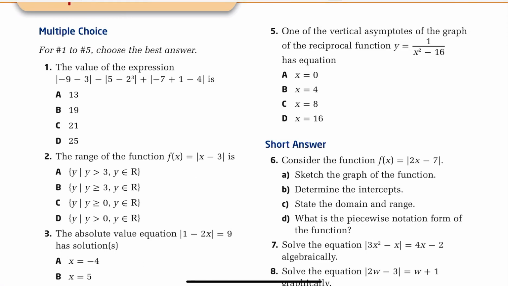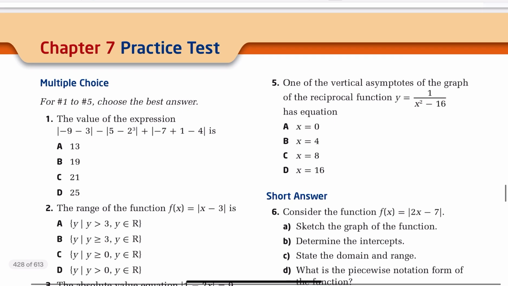So, welcome everybody to another lesson correcting questions from chapter 7, absolute value and reciprocal functions. We will do the practice test. The first question is asking to evaluate this. How much is this?